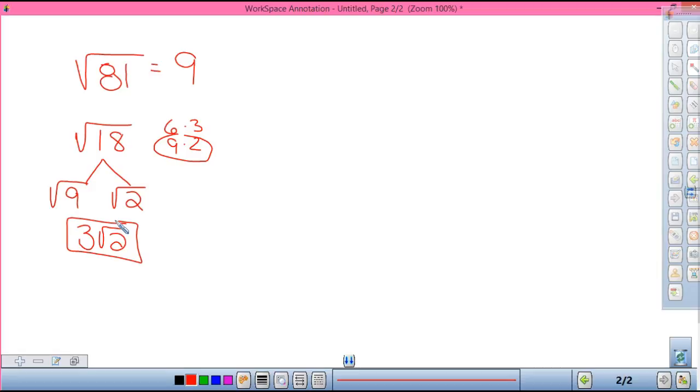Okay. If I have the square root of 72, what are my factors? 9 and 8. What else? 12 and 6. 36 and 2.